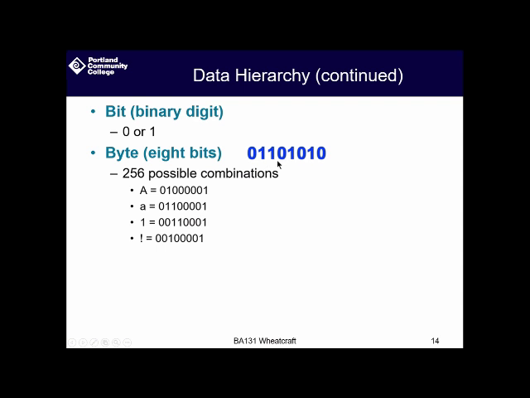And of those ones and zeros, there's 256 possible combinations. Listed below are some of the characters on a keyboard and what their corresponding byte would look like, made up of ones and zeros.